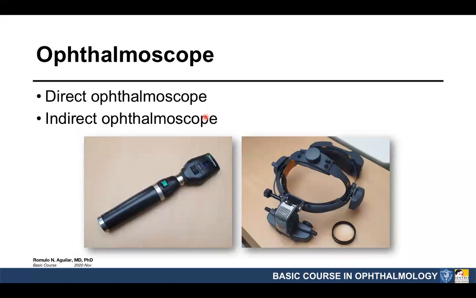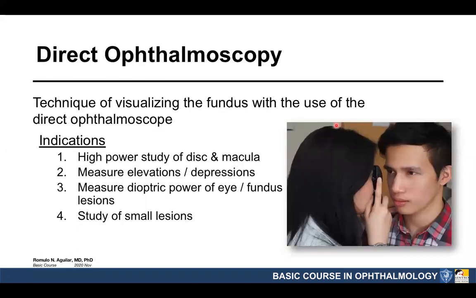So there are two types of ophthalmoscope. You have your direct ophthalmoscope here and your indirect ophthalmoscope. And we will be discussing this in detail in these succeeding slides. So direct ophthalmoscopy is the technique used for visualizing the fundus using, of course, the direct ophthalmoscope.